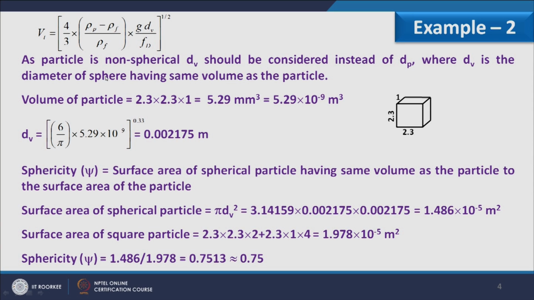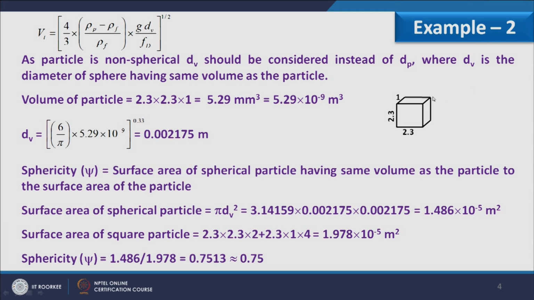Now, as the particle is non-spherical, that is square in shape, instead of dp we have to consider dv, the volume diameter of the particle, which is defined as the sphere diameter. dv is basically the diameter of the sphere having the same volume as the particle. So, to calculate dv, first of all we should know the volume of the particle.